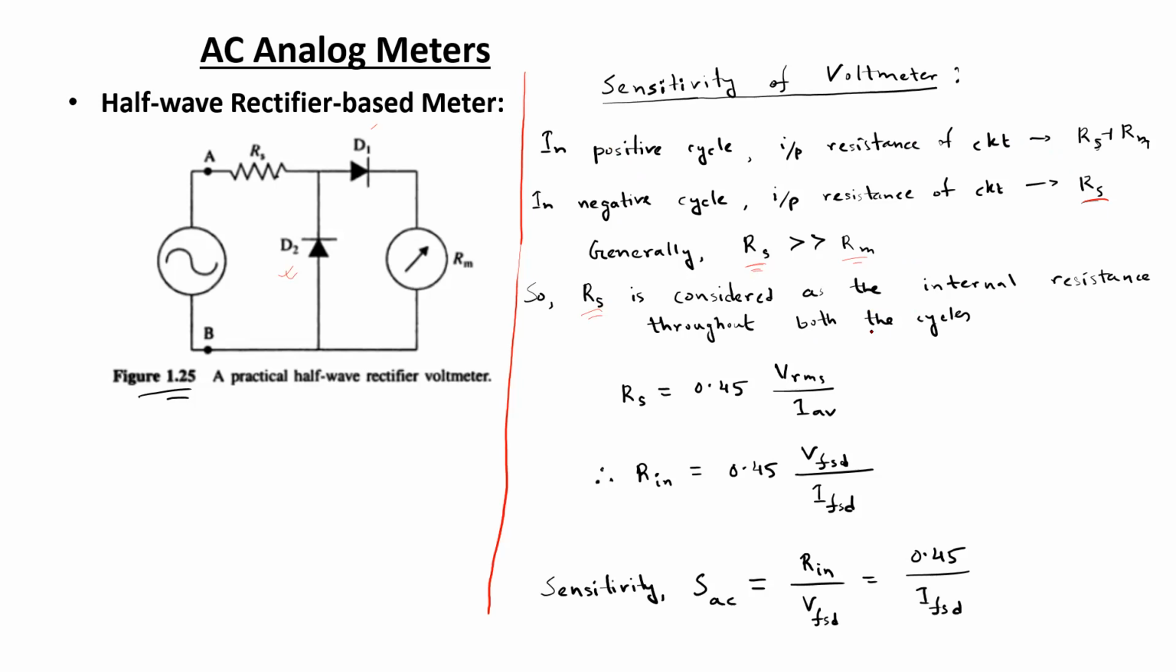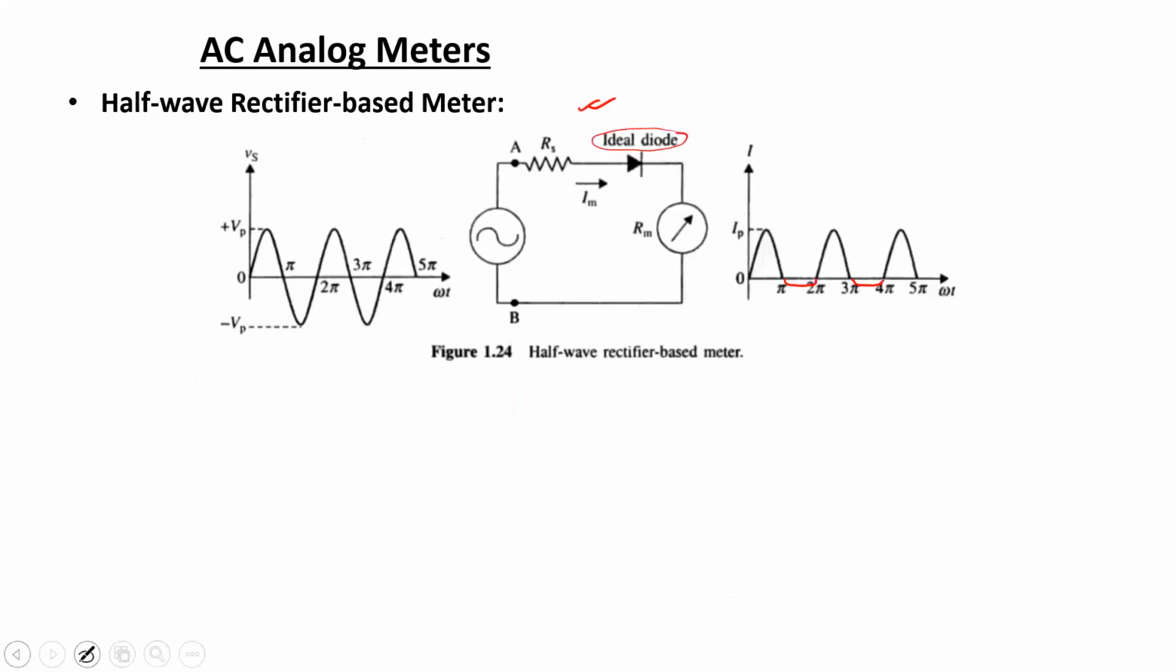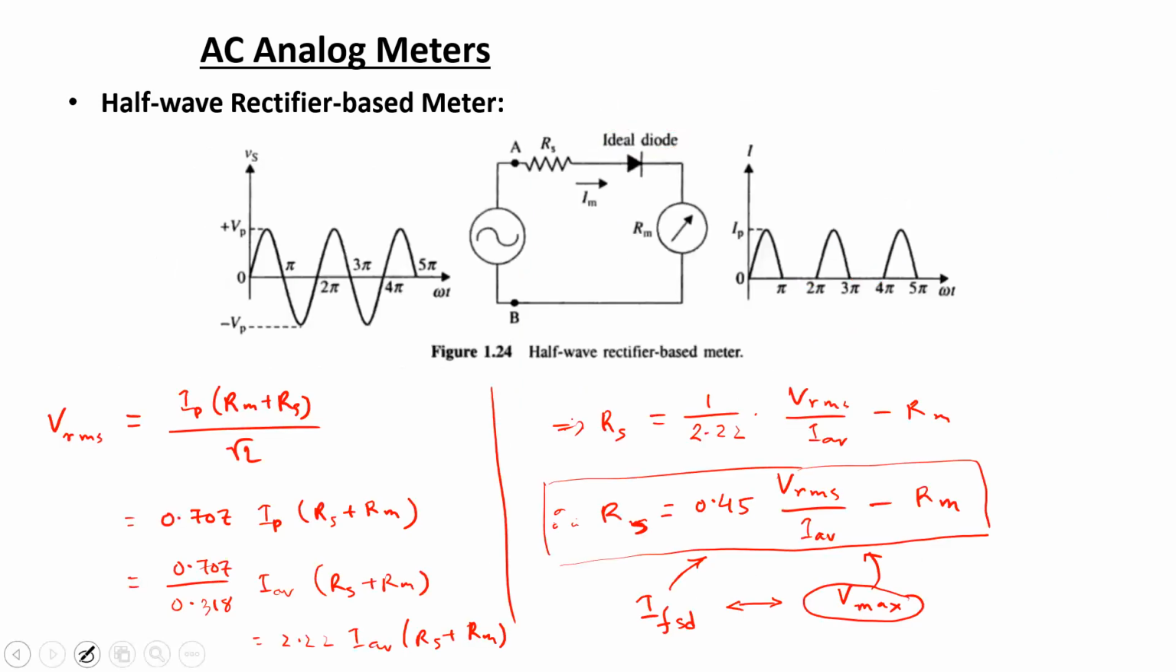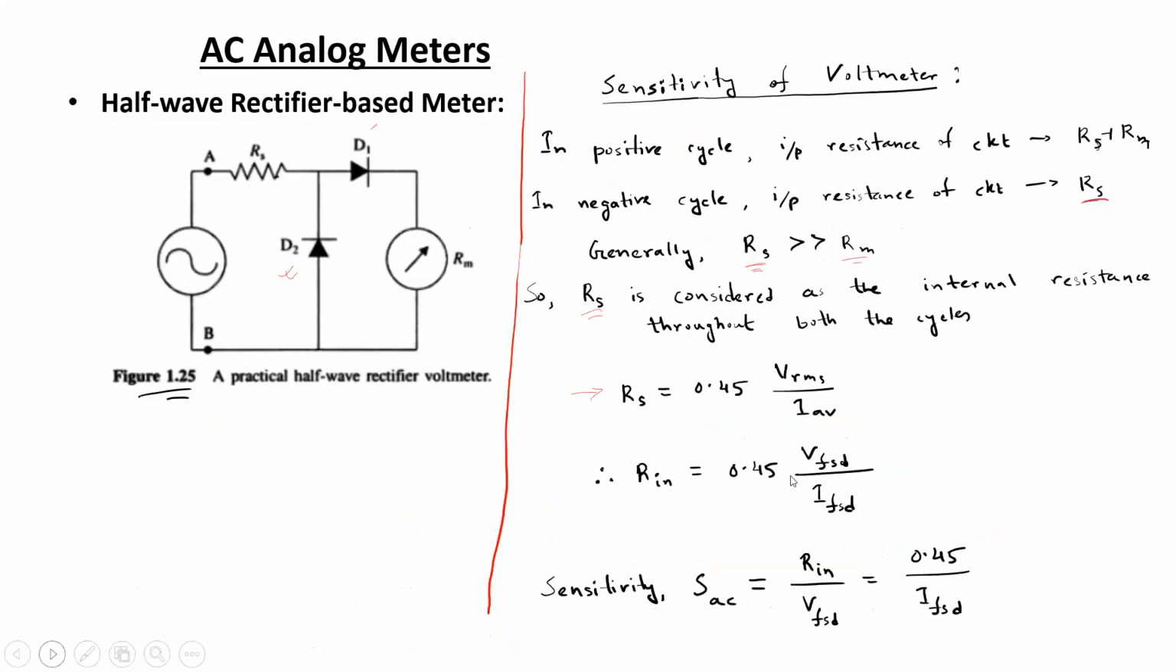So if that is the case, then we can omit the effect of Rm from the equation of the multiplier resistor. In one of the previous slides, we have written the expression of Rs. So considering both the cycles, as we are neglecting the effect of Rm, we can rewrite this particular equation as this one shown over here.